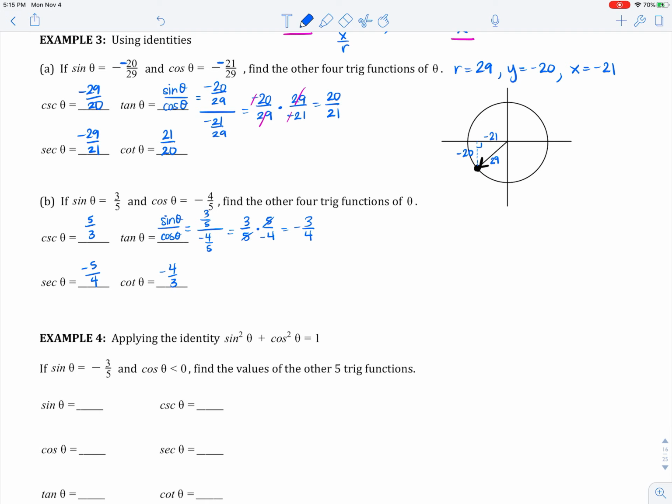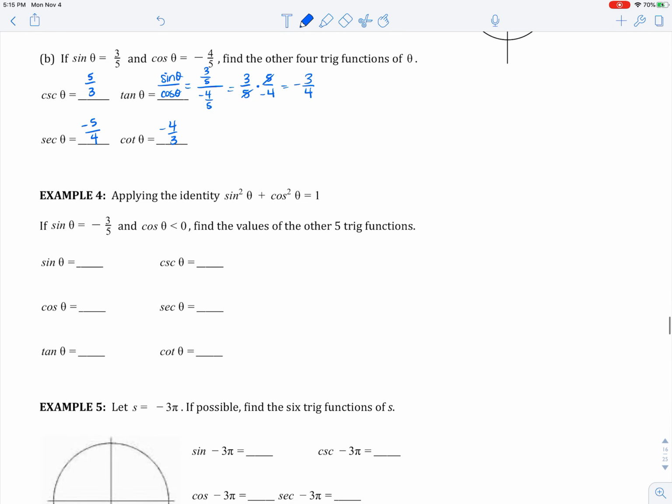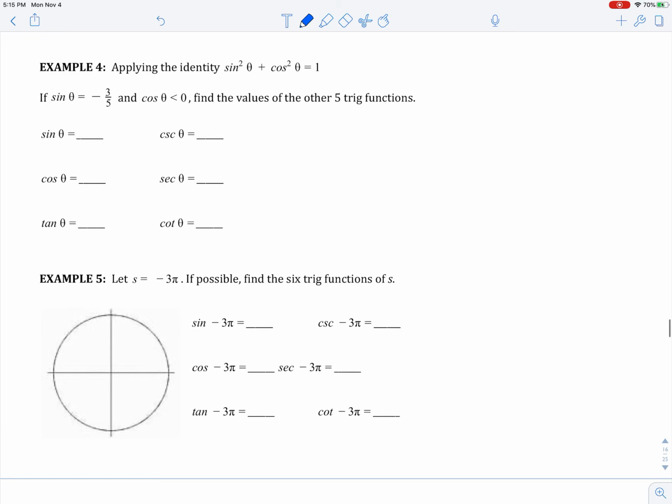All right, so moving on to example 4, applying the identity sine squared theta plus cosine squared theta equals 1. We saw where this identity comes from last week. It comes from the equation of the unit circle.